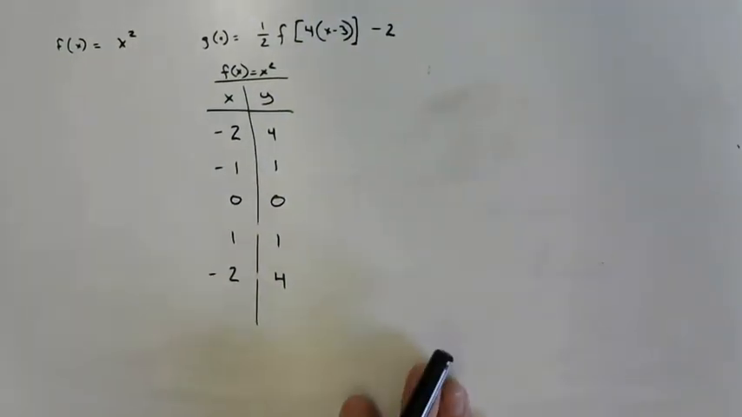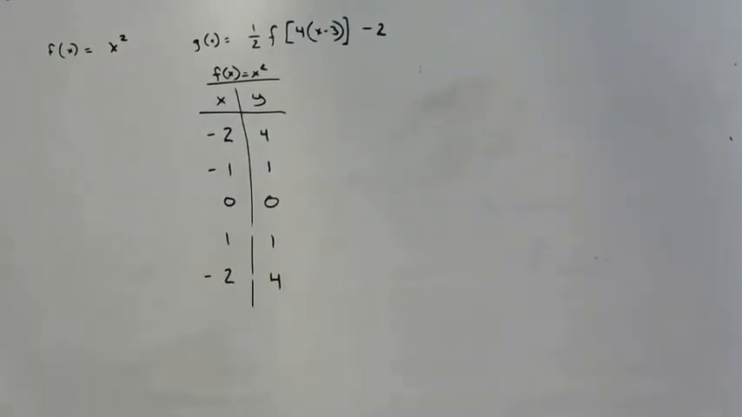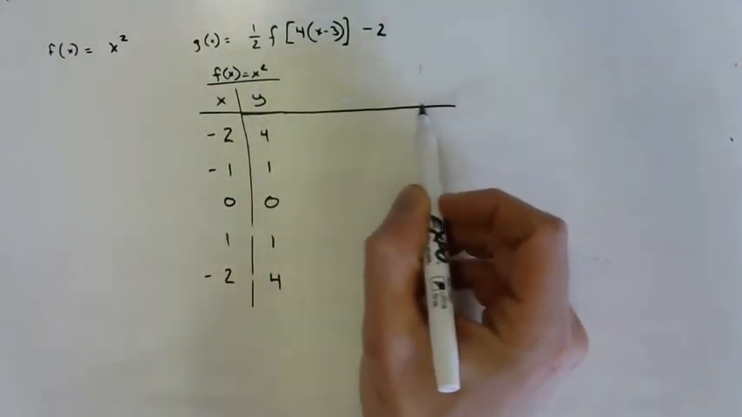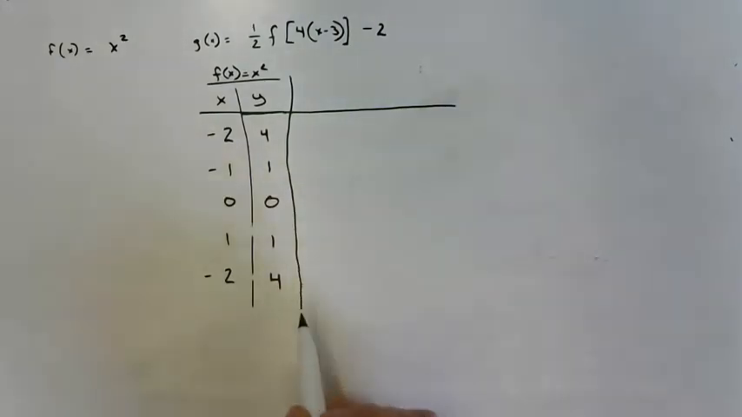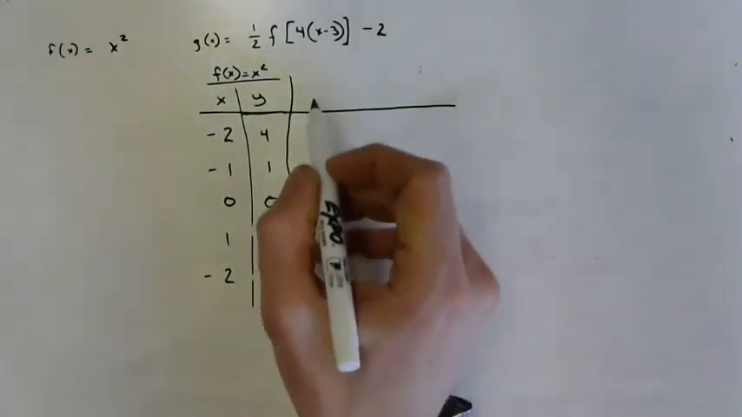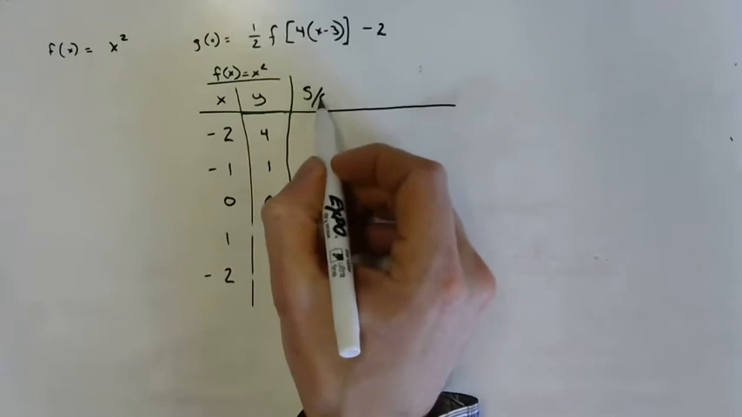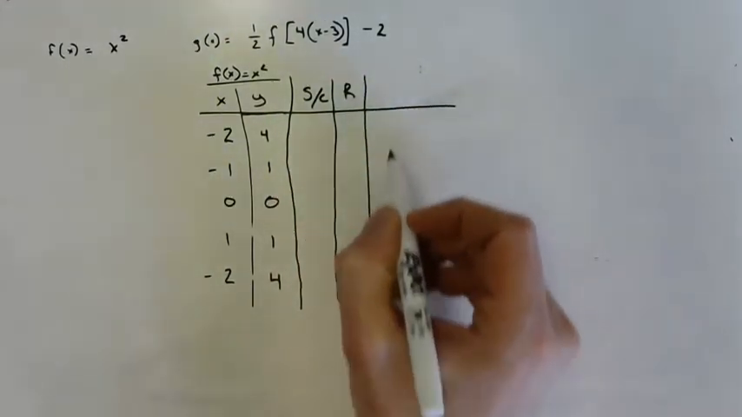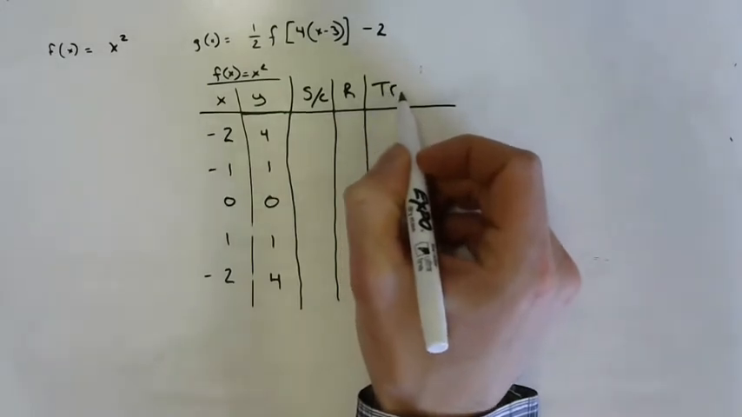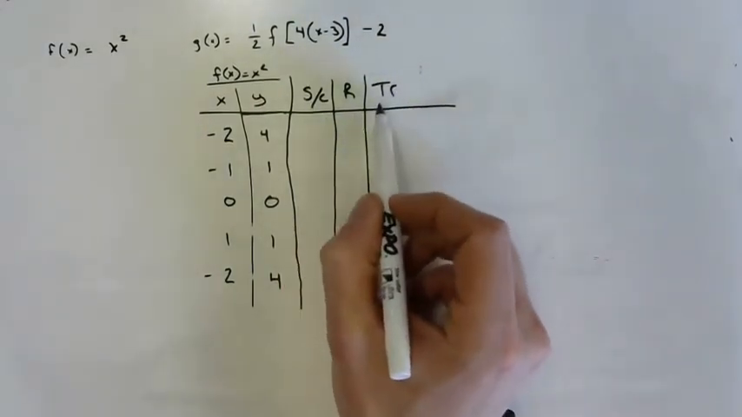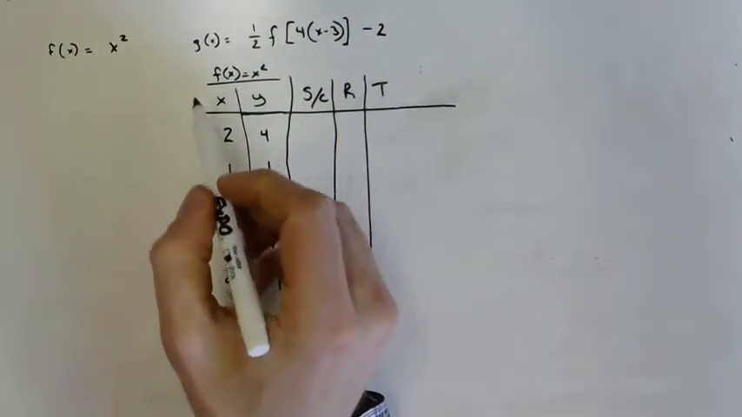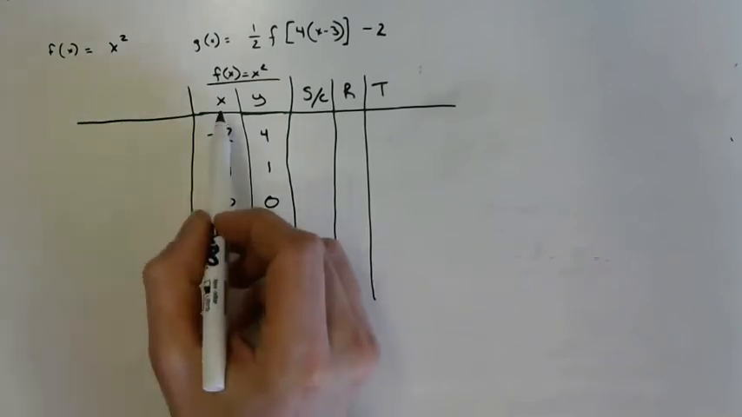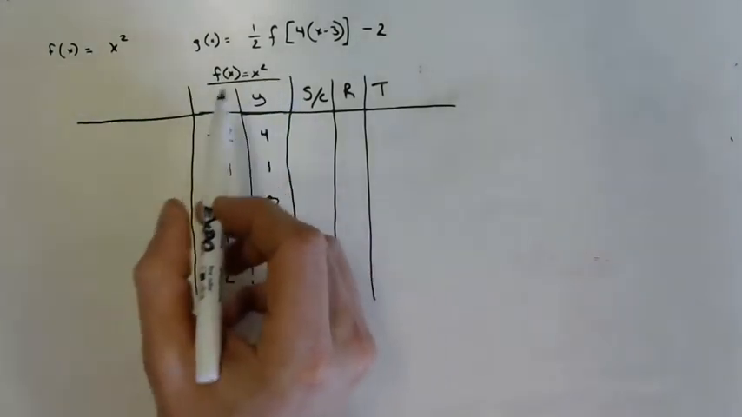Now, what this is called is an extended table of values. What does that mean? Well, it means I'm going to extend it because we know there are transformations that can be applied vertically. They are stretches or compressions, reflections, translations. SRT. Now, I can make the same adjustments to my x coordinate, horizontal transformations.